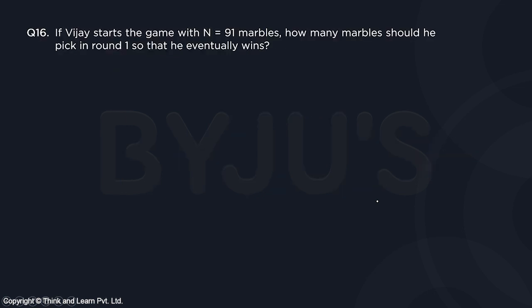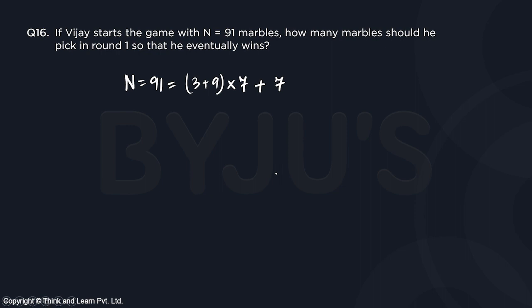So let's look at the questions. It says if Vijay starts the game with n is equal to 91 marbles, how many marbles should he pick in round 1 so that he eventually wins? So n, which is 91, can be written as 3 plus 9, that is 12, into 7, 84, plus 7.